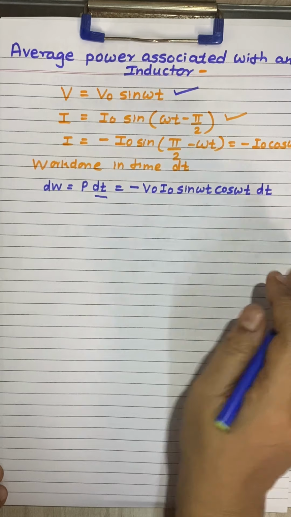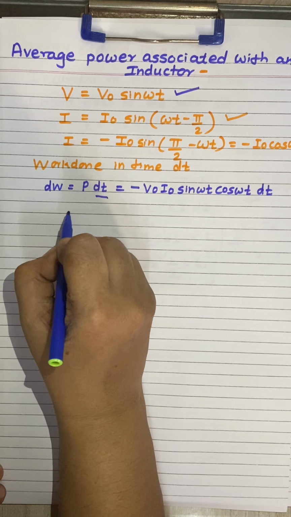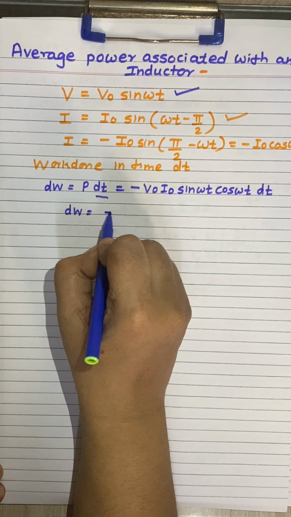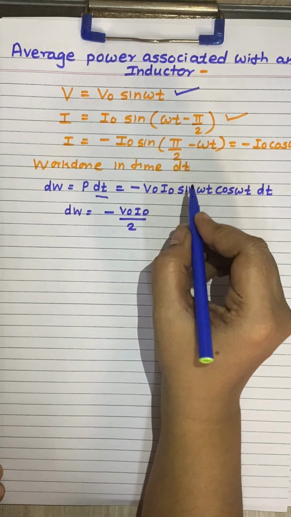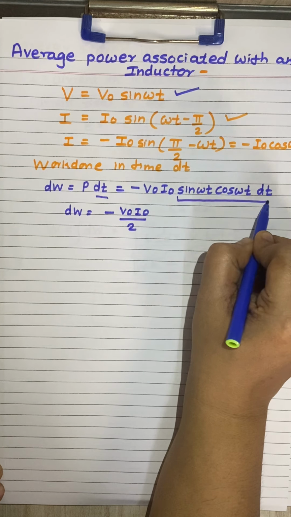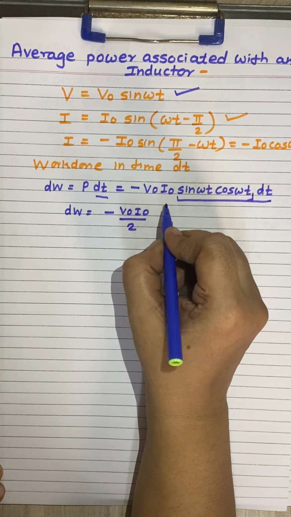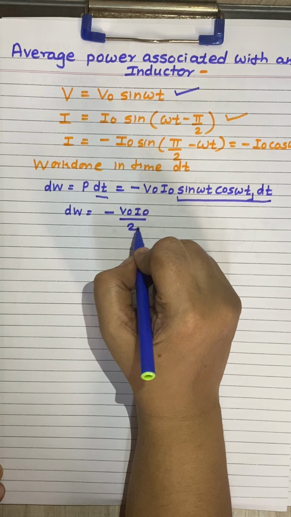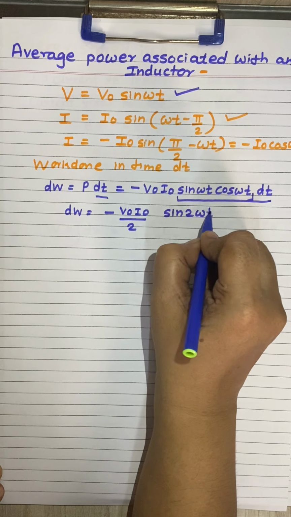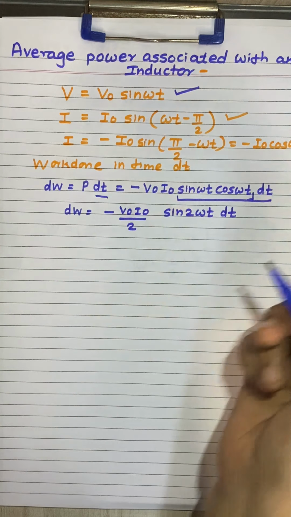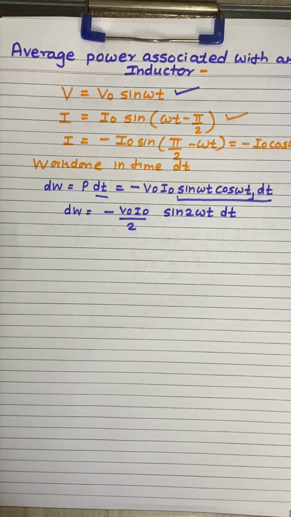So we are going to consider here dW is equal to minus V naught I naught by 2. Now we are using the trigonometric identity for this particular equation, that is nothing but minus V naught I naught by 2 sine of 2 omega t dt. Okay, now I got this expression in terms of sine of 2 omega t dt.